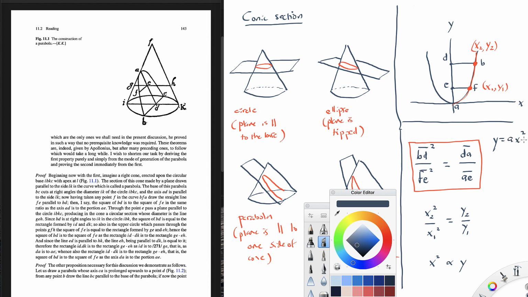You've probably seen this more commonly as y equals ax squared, where we're saying y is proportional to the square of x. That's a parabola, and that's basically what's happening right here, that y is proportional to the square of x, or as he says it, DA is to AE as BD squared is to FE squared. Okay, so the point there is he's just reminding us of how you construct a parabola and the relationship between the x and y coordinates that make up a parabola.